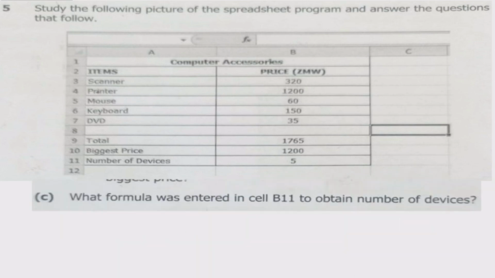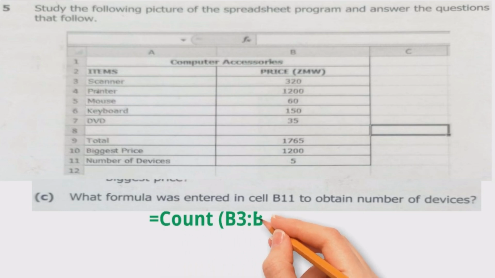Okay, let's go to question 5C. What formula was entered in cell B11 to obtain the number of devices? The correct answer is equal sign count open bracket B3 colon B7 close bracket. That is the formula that was entered, the one I've written there on the screen.